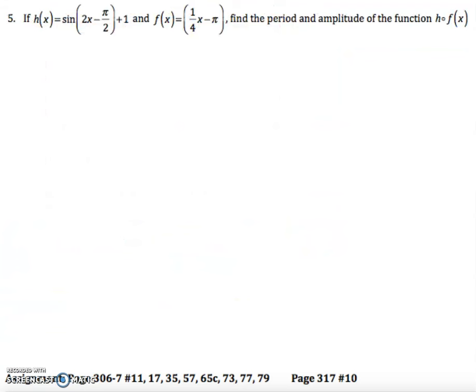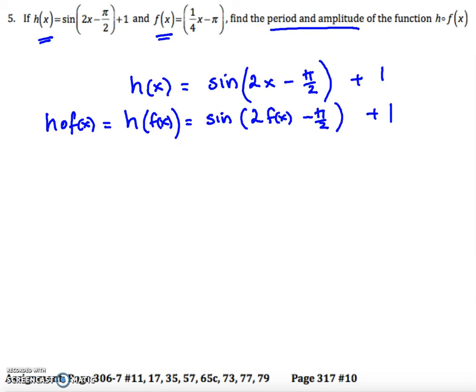All right, for the final problem of the day, we're going to do a little bit of review on composition of functions. What we've been given is 2 functions here, h of x and f of x, and we've been asked to find the period and amplitude of the composition h of f of x. So I'm going to ask you to pause here and have a quick go at this problem yourself, and then we'll cross-reference answers. So the most important thing here is remembering exactly what a composition of functions looks like algebraically.